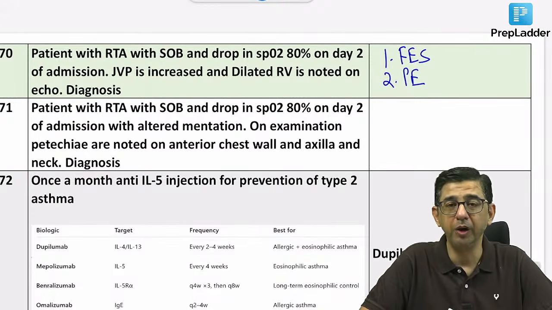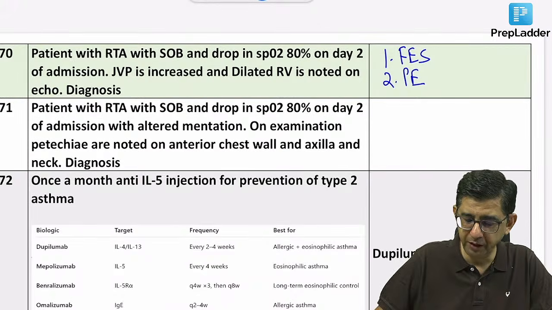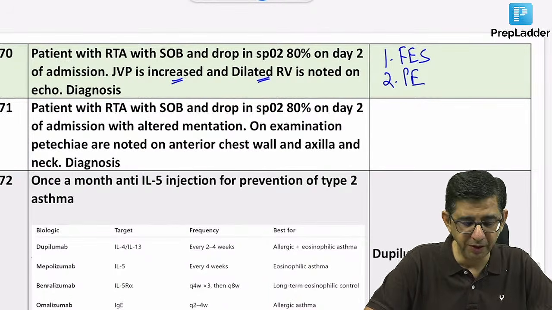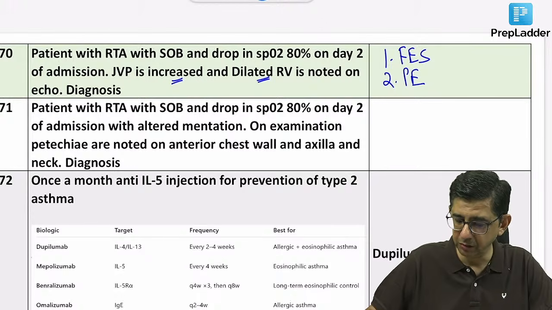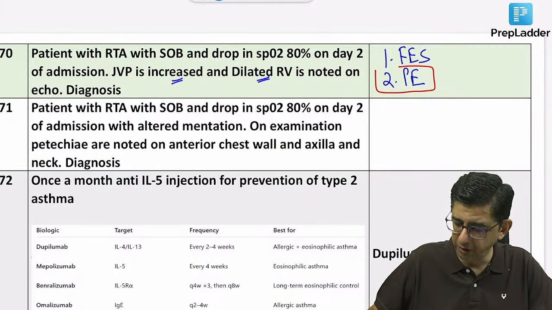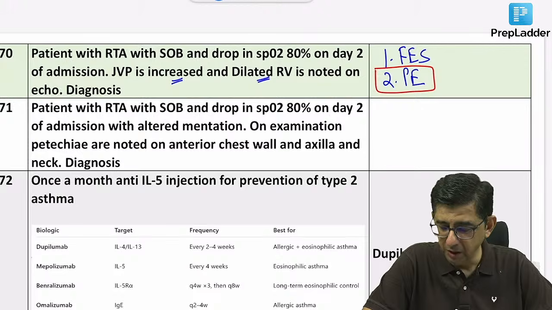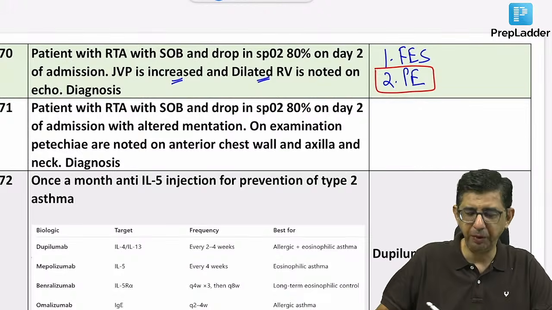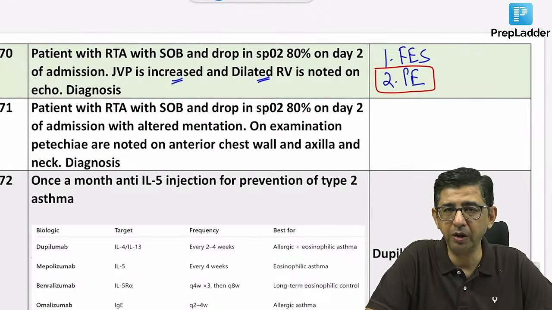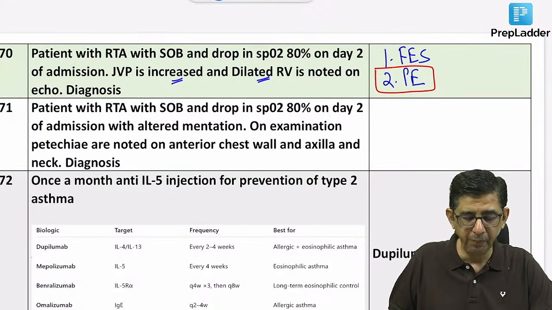Very good. Because the patient is having elevated JVP, that is Kussmaul's sign, and a dilated right ventricle, that means there's a clot present here, and therefore the answer in this question would be pulmonary embolism. PE would be the answer in this case. Now let us change the question: there is a patient of road traffic accident with shortness of breath and a drop in SpO2 with altered mentation being given, and petechiae also given.